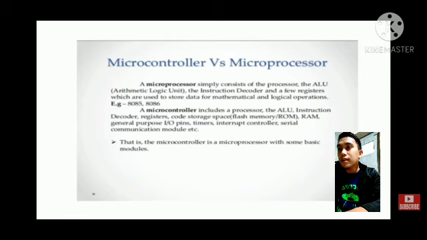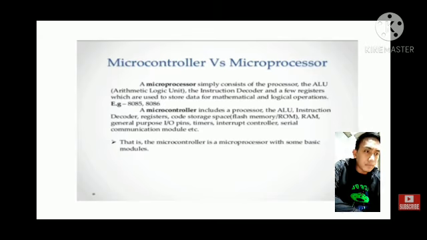A microprocessor simply consists of the processor, the ALU, the arithmetic logic unit, the instruction decoder, and a few registers, which are used to store data for mathematical and logical operations. For example, the 8008 Intel processor. The 8008 Intel processor is an 8-bit microprocessor produced by Intel and introduced in March 1976.